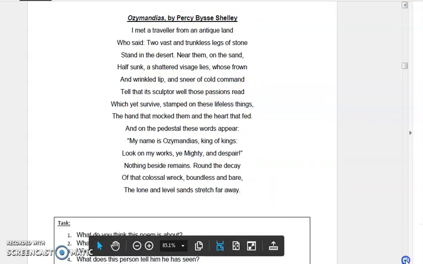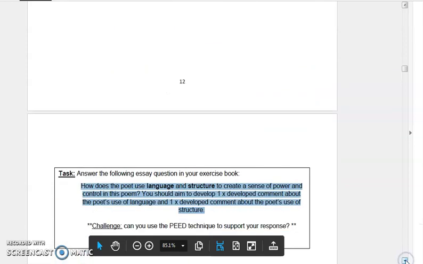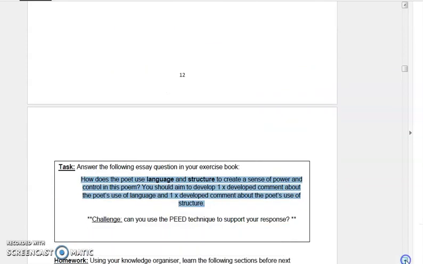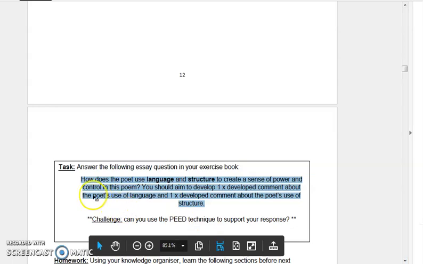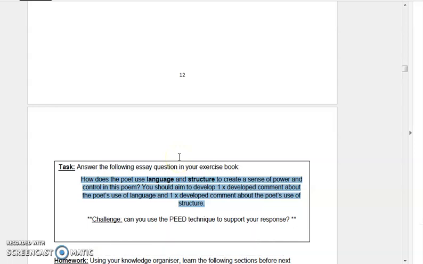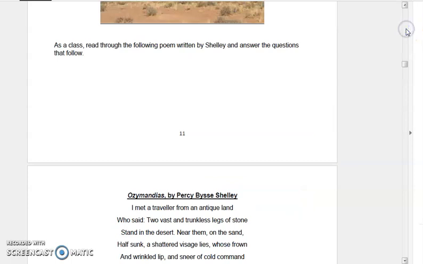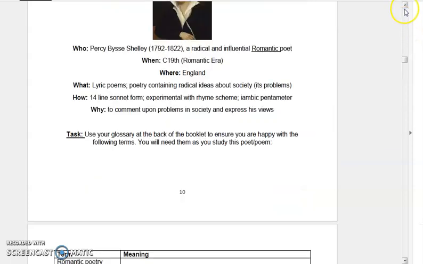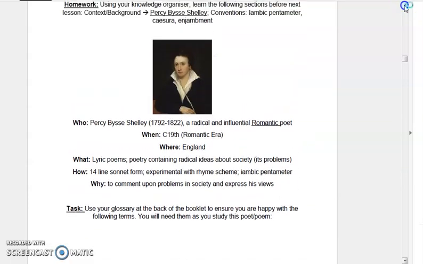You will also have to look at a question like we did last week, and I will show you how to answer that at a later point. But just to get you thinking, the question is: how does a poet use language and structure to create a sense of power and control in this poem? The question might give a little bit away about what the poem may be about. It might be about power, could be about control.